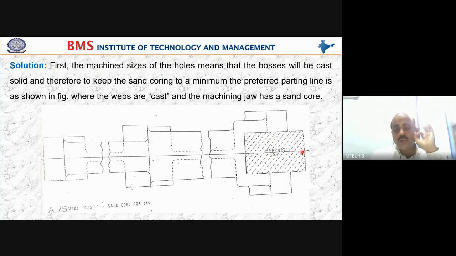Okay, so please look at the diagram, look at the sizes of the hole, whether you can cast solid and later go for machining, and the third one is whether it requires a sand core. So this is what you should be very careful about while you are analyzing things. Okay, and also please make a note of this diagram. This is a very important diagram for you, the first solution.